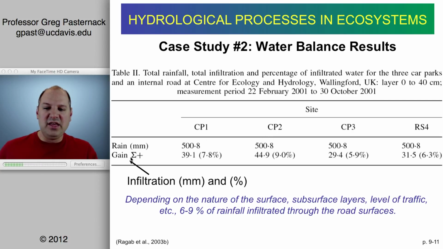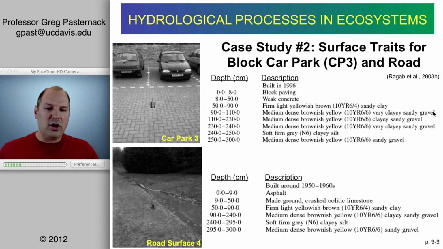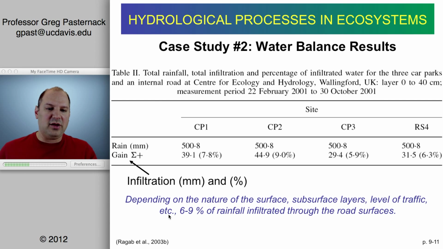And then the gain here is the amount of infiltrated water in millimeters and in percent. And it's really the percent that matters. So if we look at this RS4, that's the road surface 4. So that's off, kind of in a more regular context. But you can see that that's getting about 6.3% runoff. And then you can see these other sites anywhere from 6 to 9%. I'm sorry, not runoff. This is infiltration. 6 to 9% infiltration in the car parks.